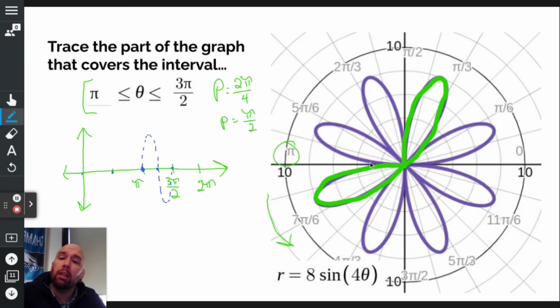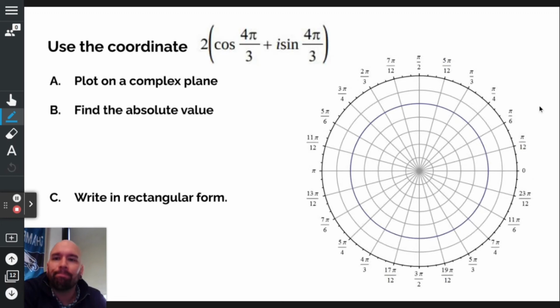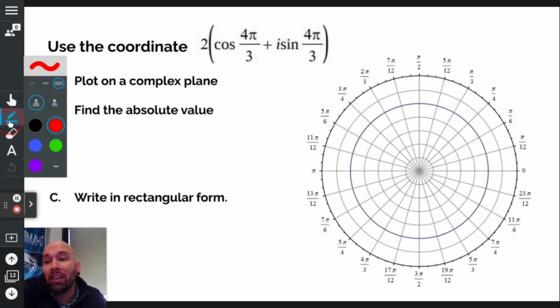So that is me tracing from pi to 3 pi over 2, this little green area. I traced it. Or for my Spanish-speaking friends, I 3'd it. That's 3 different languages we have going on in this one. We had French, we had Spanish, and now we have English. And it's going to stay that way because I'm not that talented.